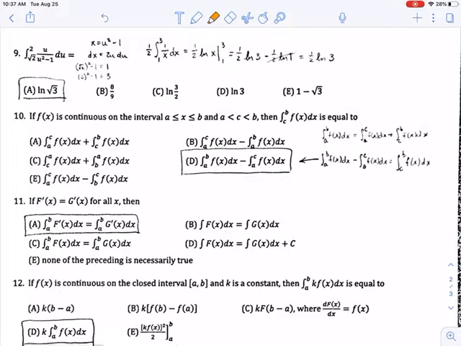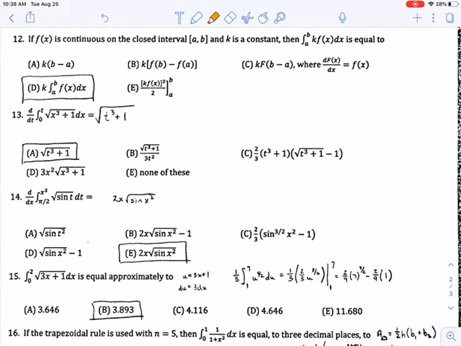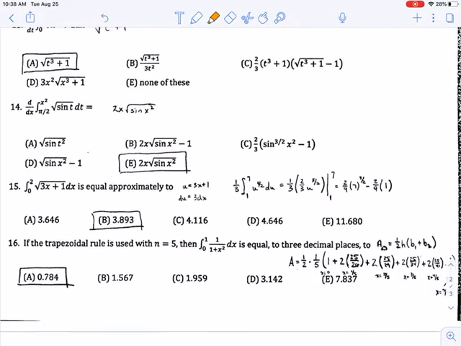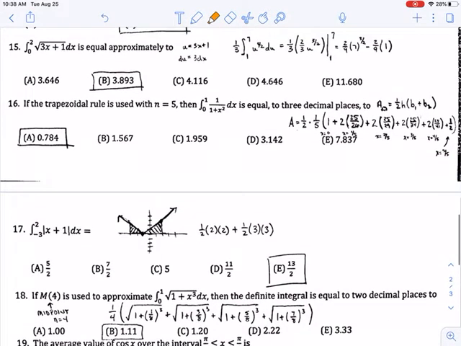9 is A, 10 is D, 11 is A, 12 is D, 13 is A. Remember, the derivative of an integral is just the function itself. 14 is E. If it's not just X, we have to apply the chain rule. 15 is B.